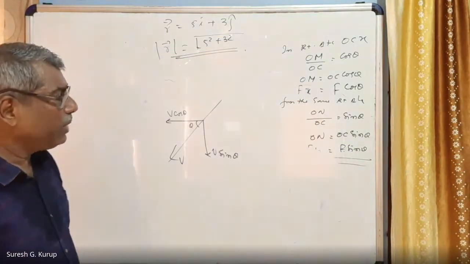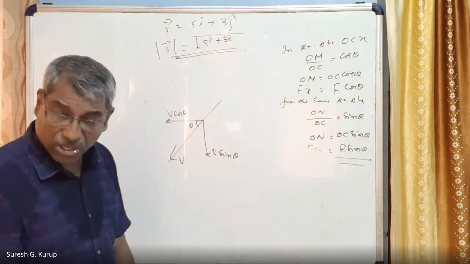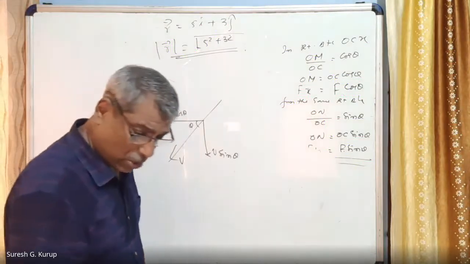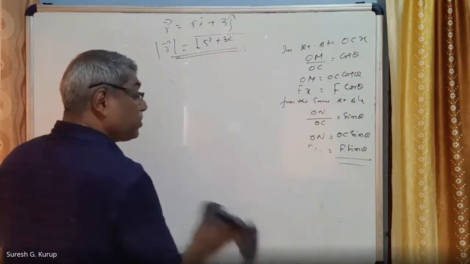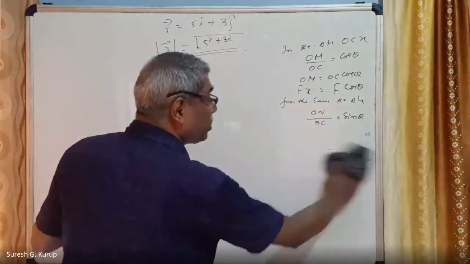So many things I said today. So this is about two-dimensional vectors. In three dimensions also, the vector must have three components in all.